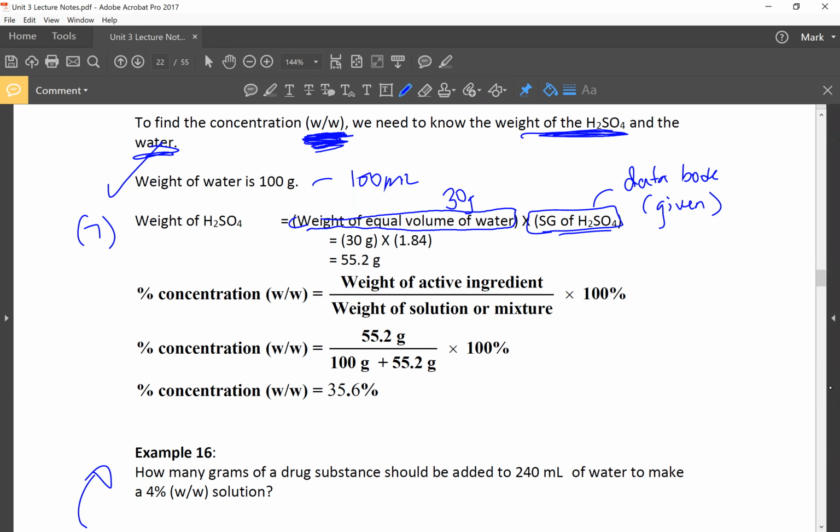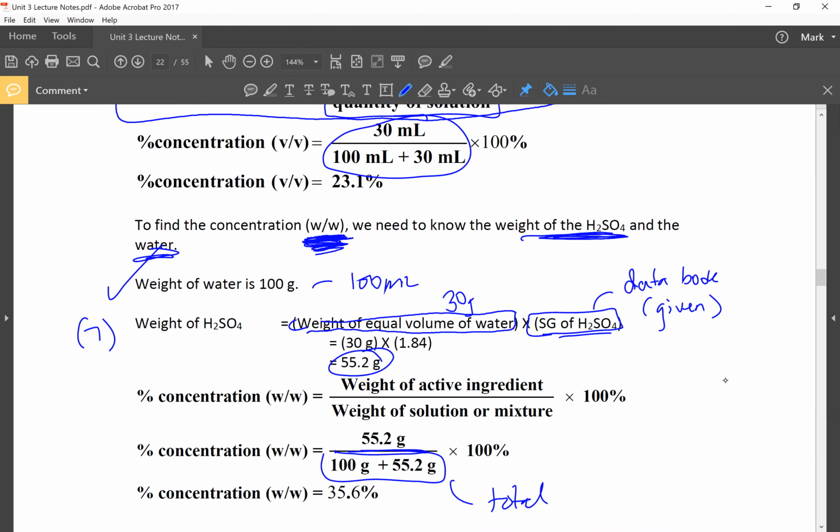So now I do the exact same calculation as I did before, with 55.2, that's my new weight I just calculated, divided by the total. And I would get 35.6% by weight.